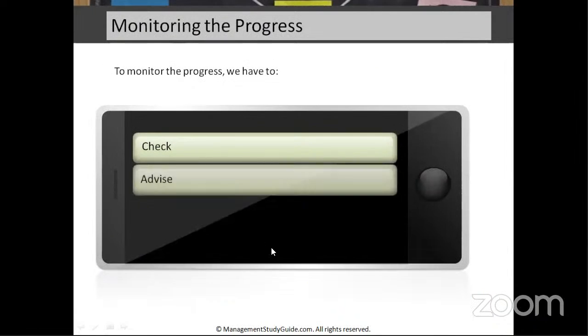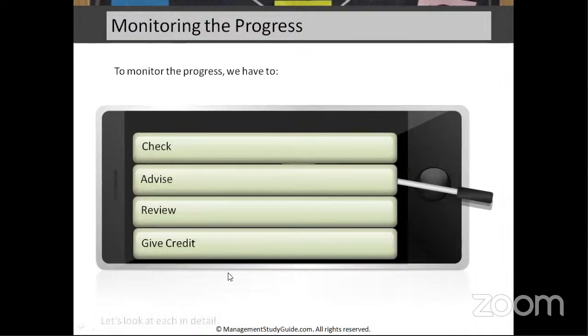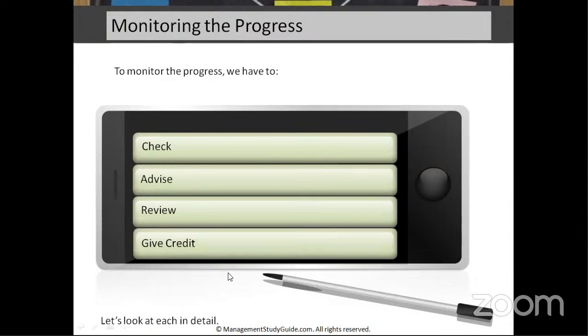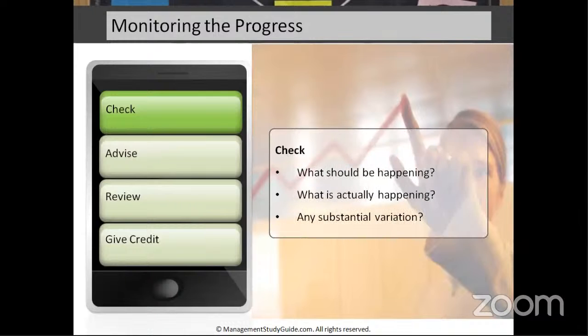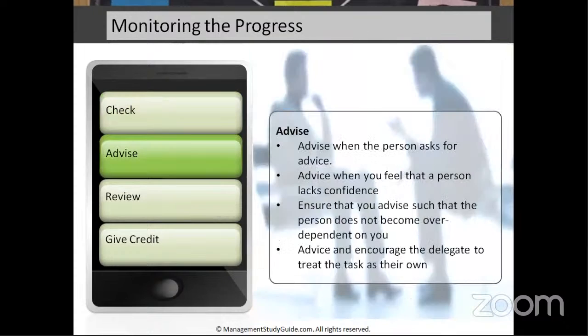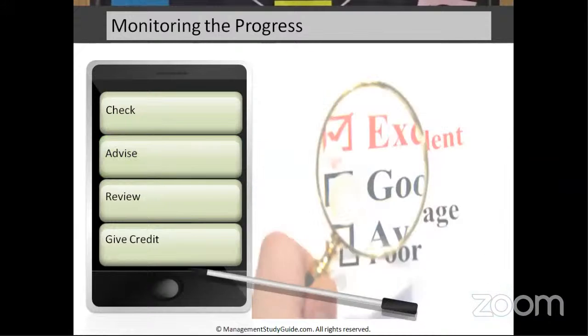For monitoring the progress, we have to check, advise, review, and give credit. On checking, we have to know what should be happening, what is actually happening, and any substantial variation. On advice, advise when the person asks for advice, advise when you feel that a person lacks confidence, and ensure that you advise such that the person does not become over-dependent on you.